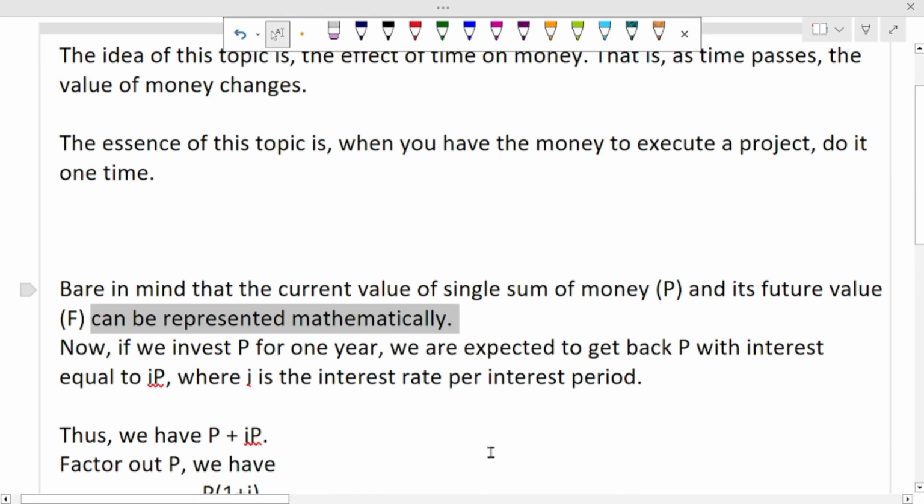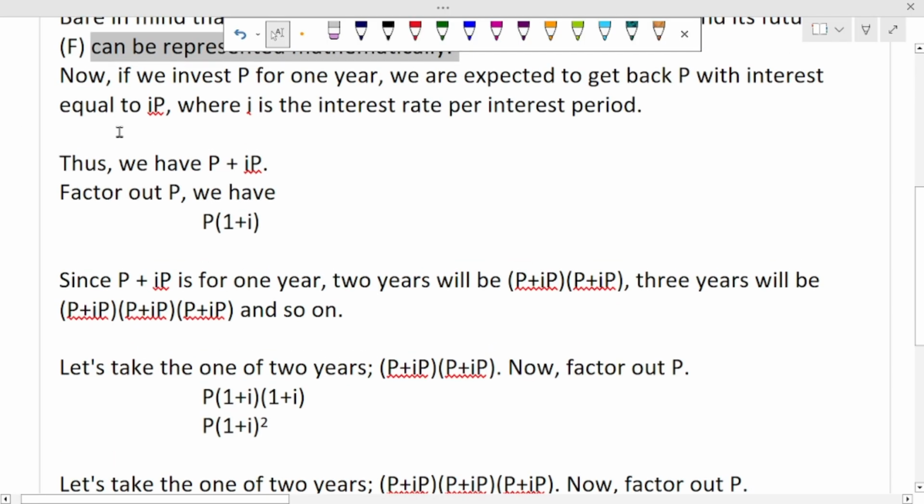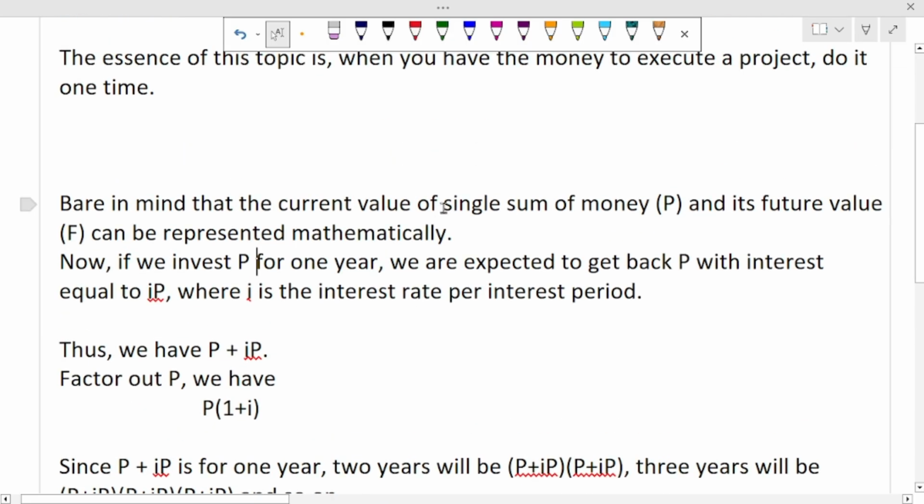If we invest P, remember we said P is a single sum of money, for 1 year, we are expected to get back that single sum of money with interest equal to IP, where I is the interest rate per interest period.